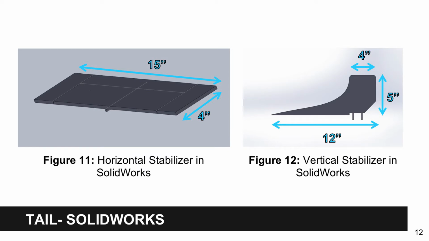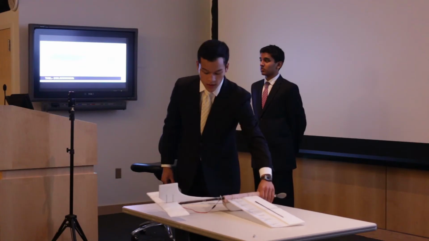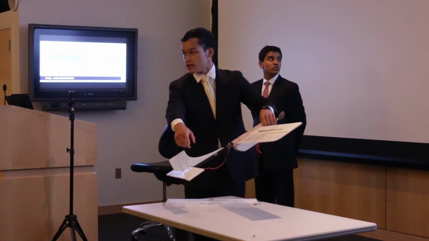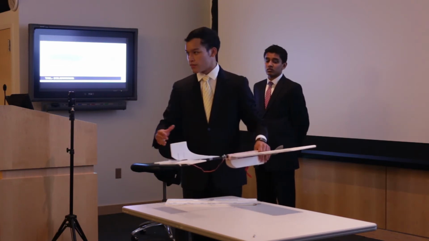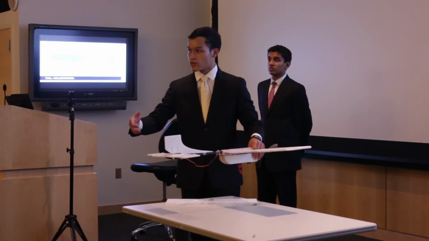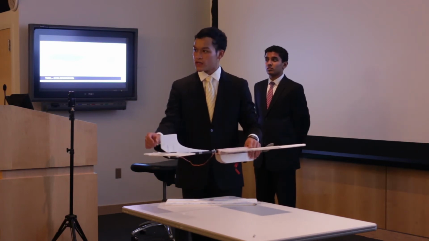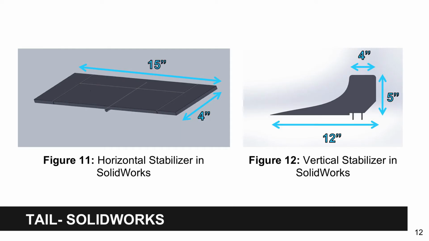The image on the left here is of the horizontal stabilizer. You'll notice that there are creases at either end here. That's because the horizontal stabilizer is 15 inches long, and since our box is only 12.5 inches long, they need to fold in order for it to fit into the box. And the image on the right over there is just the vertical stabilizer. It has a dorsal fin design to maximize the surface area of the tail.